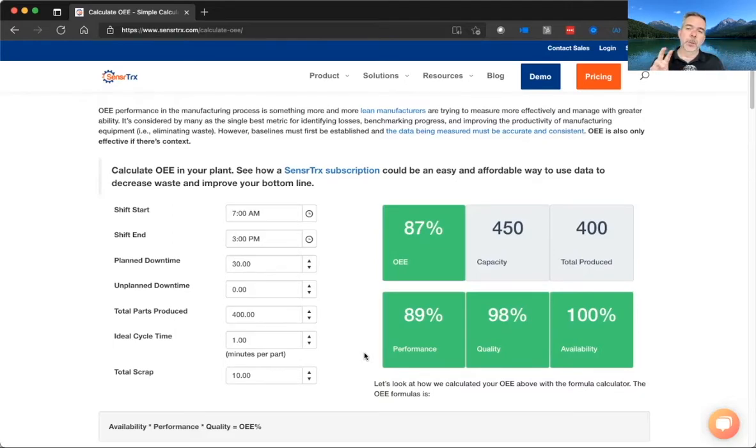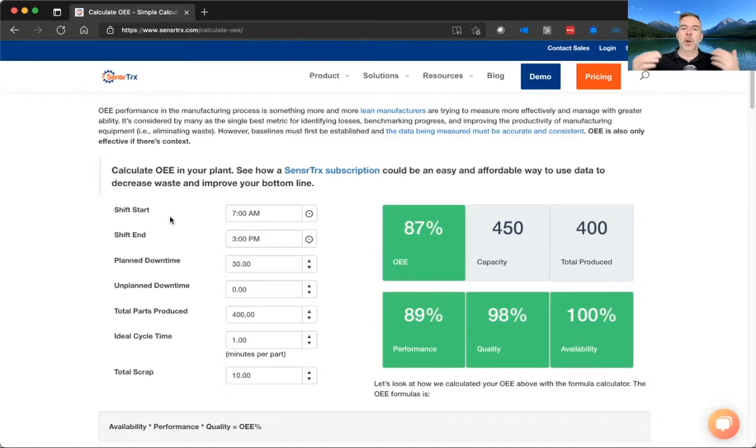Because we're multiplying three percentages together, a single OEE number can represent very different things from an underlying data perspective. So it's a good thing to know, and we'll look at some examples of that. So let's start out with the calculator, the different parameters that you can put in it.